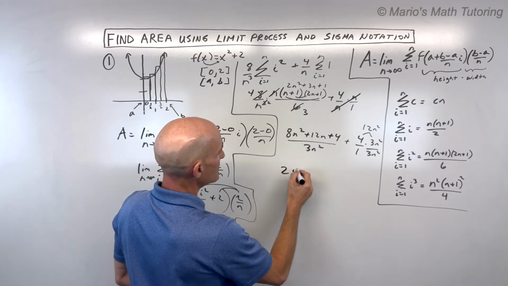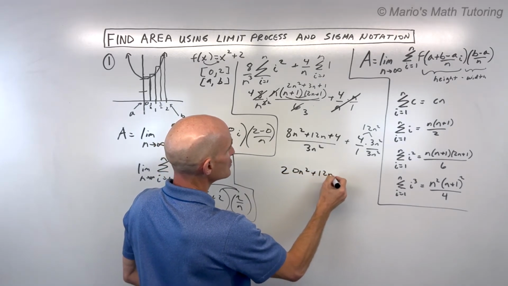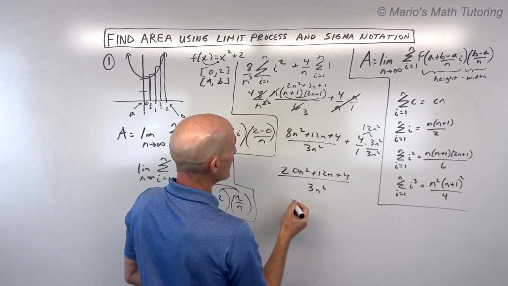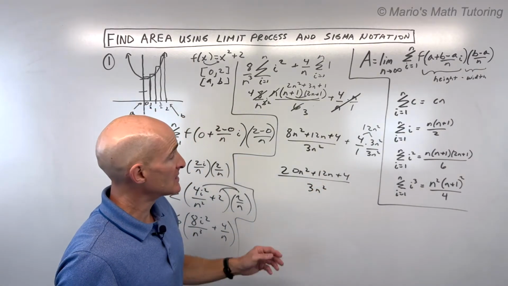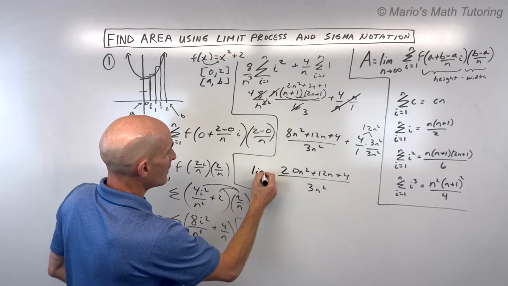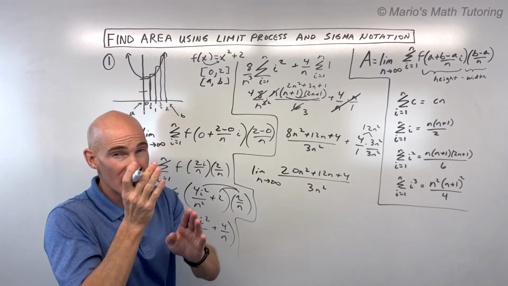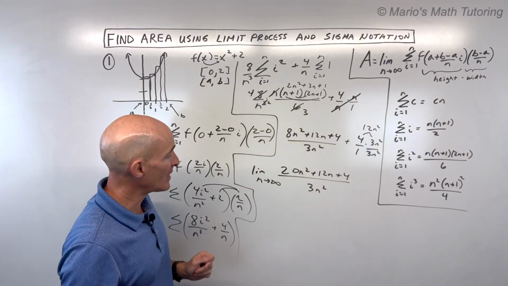So this would be 20n squared plus 12n plus 4 all over a common denominator of 3n squared. But keep in mind, we're going to take the limit now as n approaches infinity. We're going to look at if these rectangles become infinitesimally thin, and we have an infinite number of them.